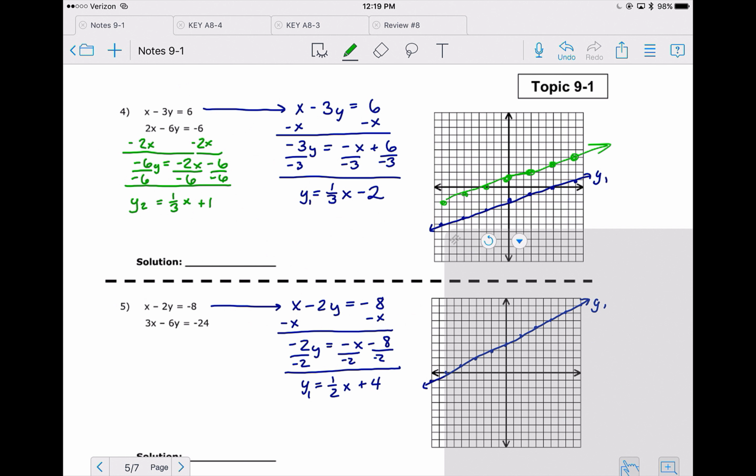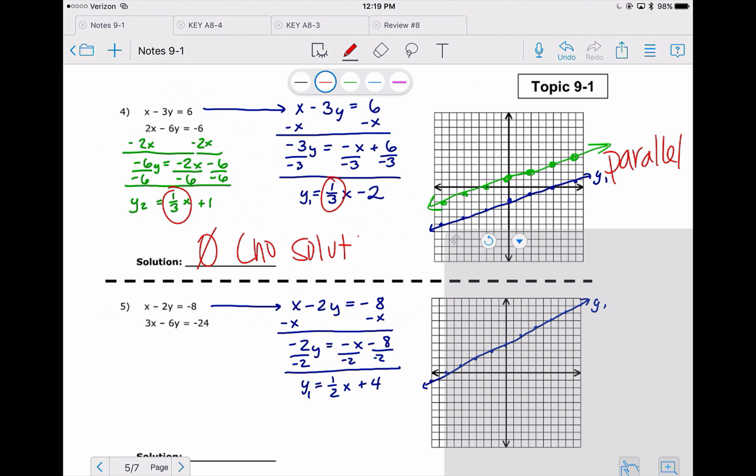Now if you notice, these lines are parallel. Slopes are the same, y-intercepts are different. So when you have parallel lines, your solution is none, or no solution, because if you're looking for the one point where the lines cross and the lines never cross, then you can't have a solution. So anytime you have parallel lines, your solution is no solution, not a 0, but a no solution. So a 0 with a slash through it, or the words no solution.